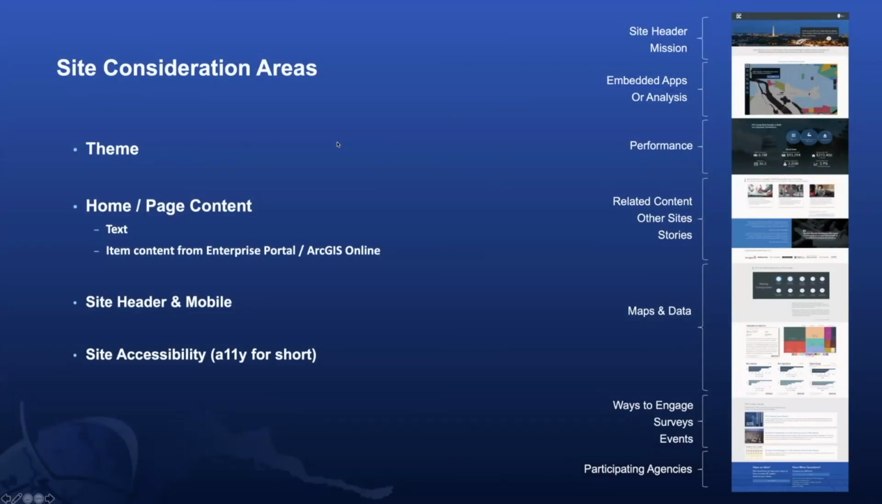So in this section, we're going to look at 4 different areas. And these are design leaning: the theme, the home page and the content, the site's header, and especially the header on mobile and the site on mobile, and then finally accessibility.